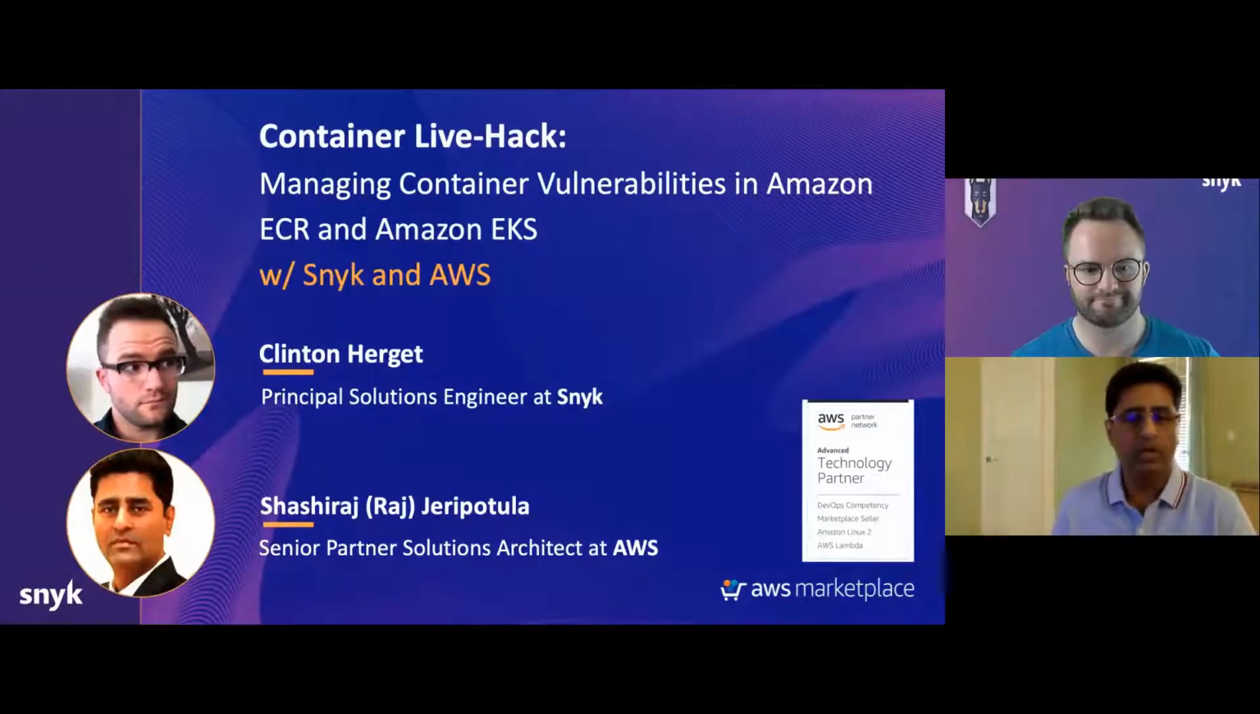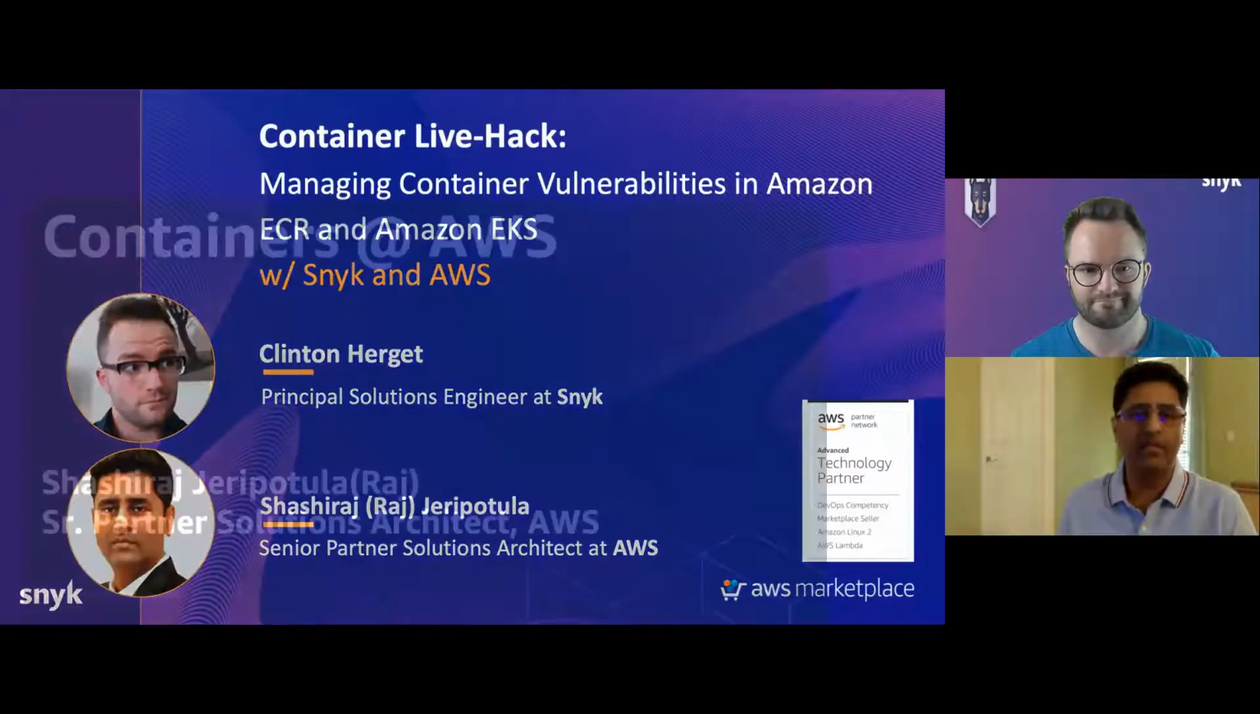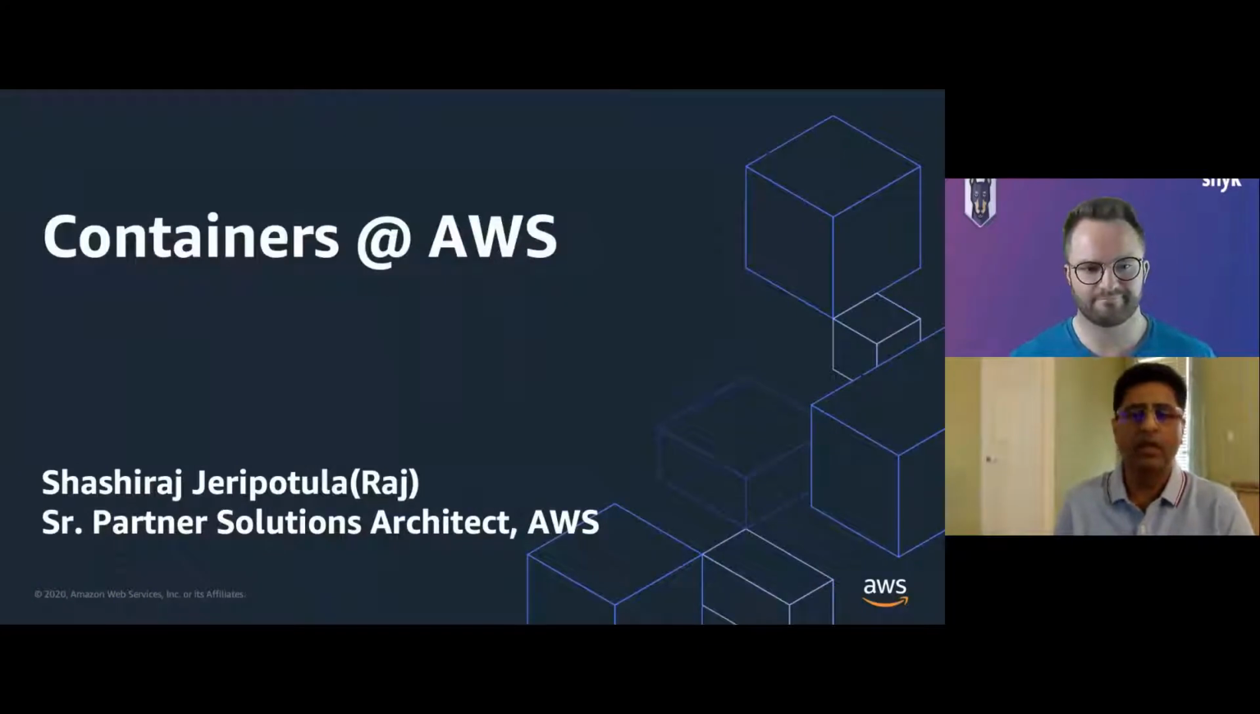Thank you very much. Hello, everyone. My name is Shashiraj Jaripopula. I'm Senior Partner Solutions Architect at AWS based in San Francisco. I work with various independent software vendors, AWS partners, specializing in cloud management tools and DevOps segments to develop joint solutions and accelerate cloud adoption on AWS. Today, I will talk about containers at AWS and the core container technologies available at AWS.